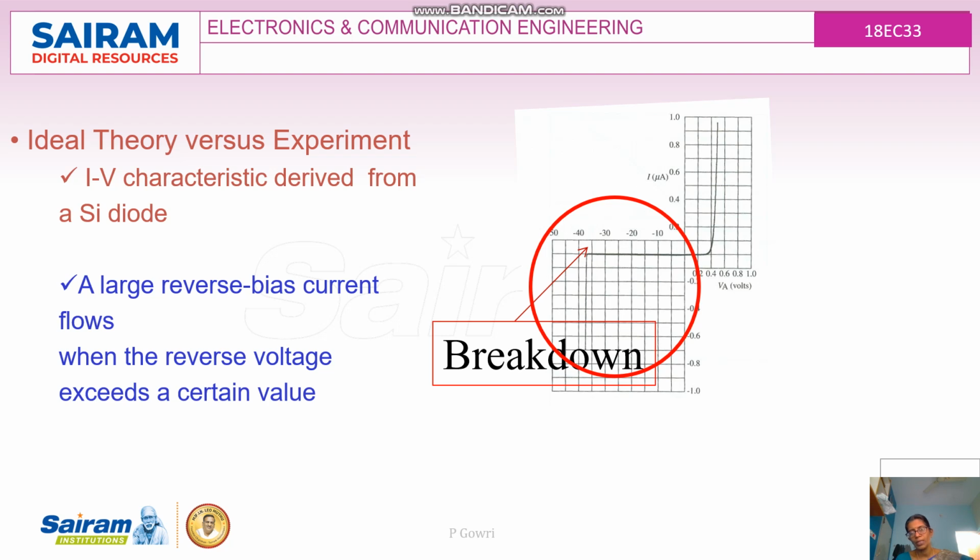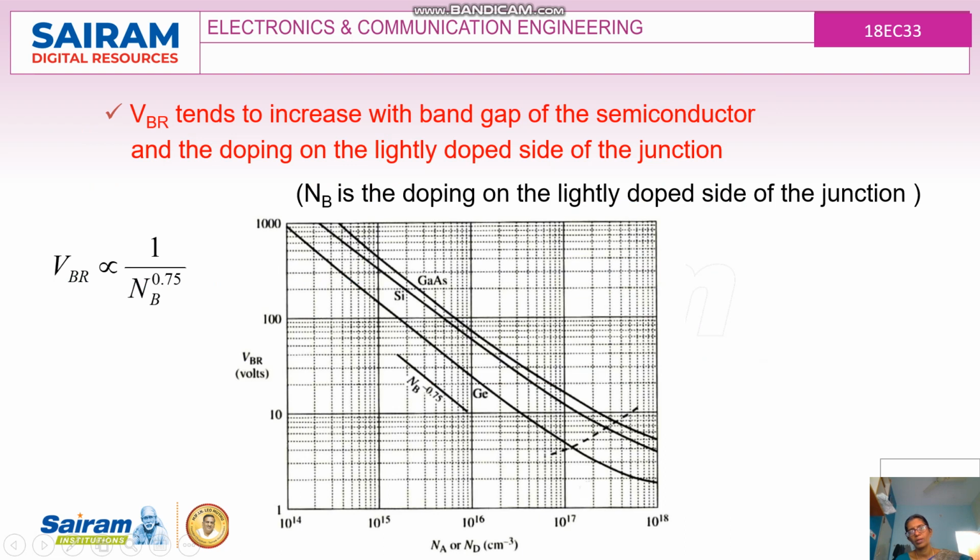But when the applied voltage increases such that it crosses a particular voltage, then the breakdown mechanism occurs. So what is breakdown? Breakdown is a process in which, during the reverse biased condition, there is a sudden increase in the current. Here, this curve where it bends down is called the breakdown. So what is meant by breakdown?